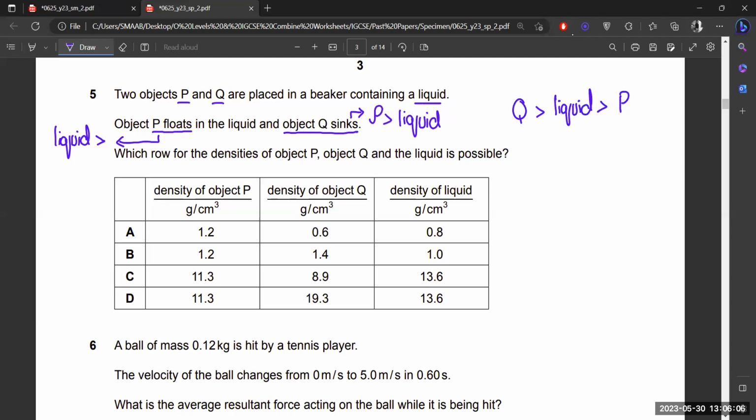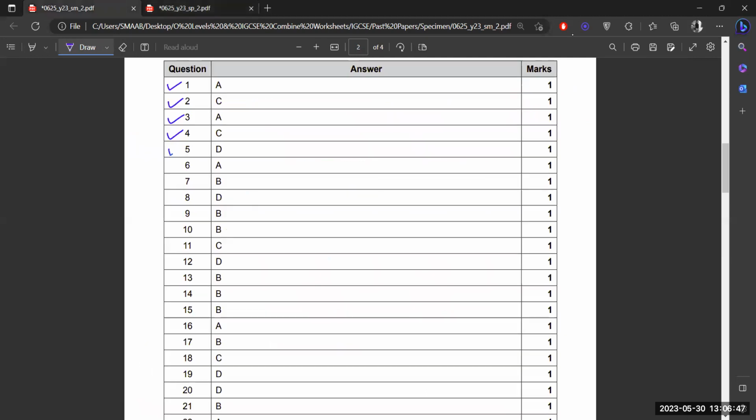So in option D, you can compare it. The density of liquid is 13.6 and the density of Q is greater. So we find this combination, and the density of P must be less than the density of liquid. So option D is the right choice, in which the density of Q is greater than liquid and the density of liquid is greater than the density of object P. Simple question. Question number 5, answer D.